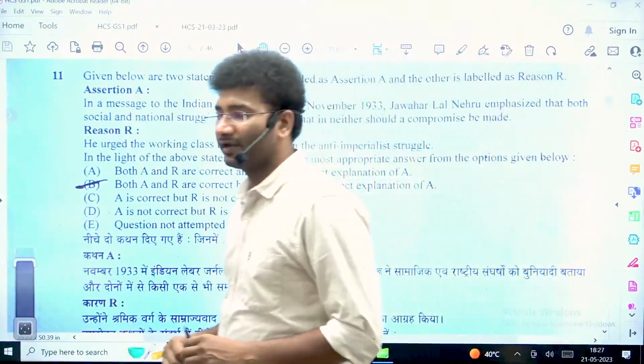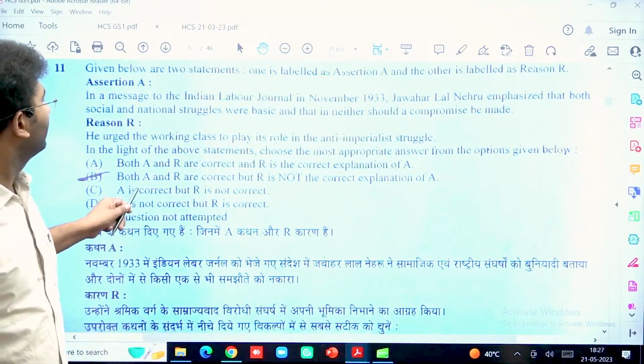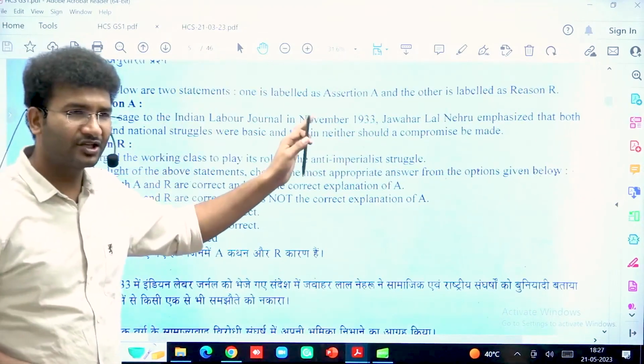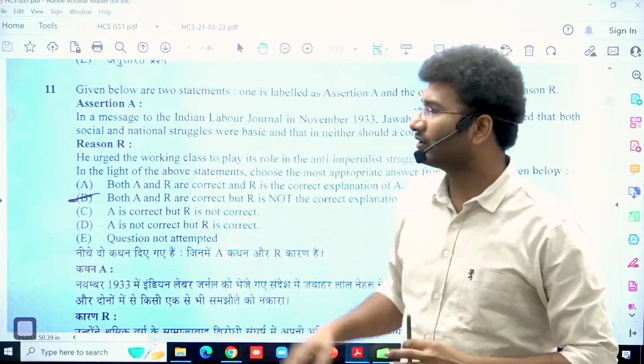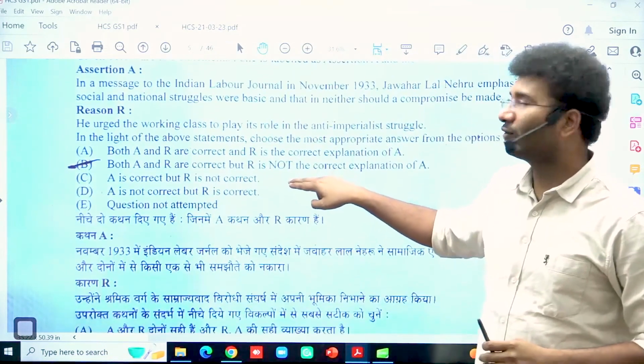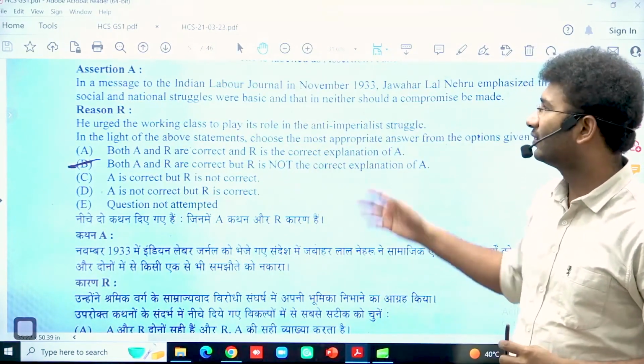Question number 11. Given below are two statements. One is labeled as assertion and the other as the reasoning statement. Now we have to look at whether they are supporting each other, or only one statement supports the other but not the other way around.